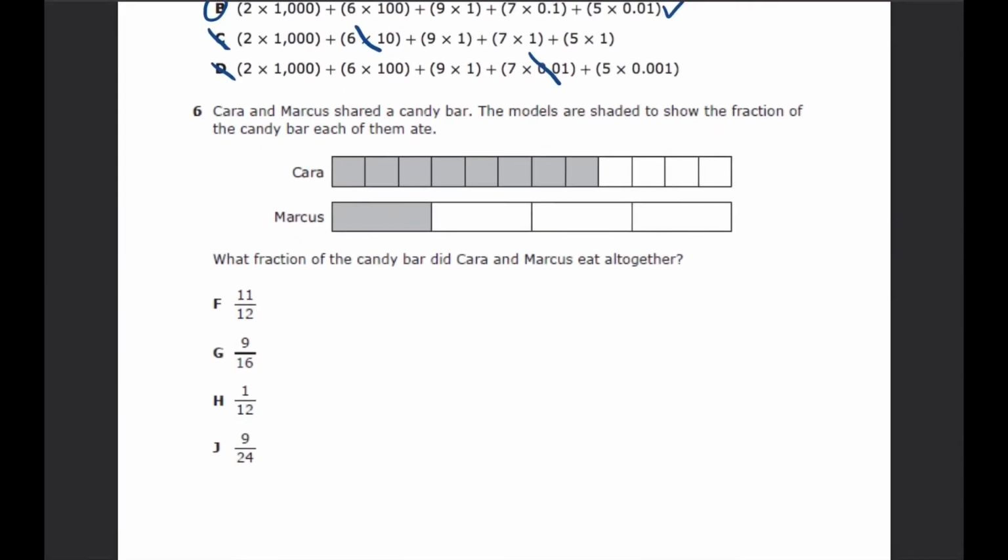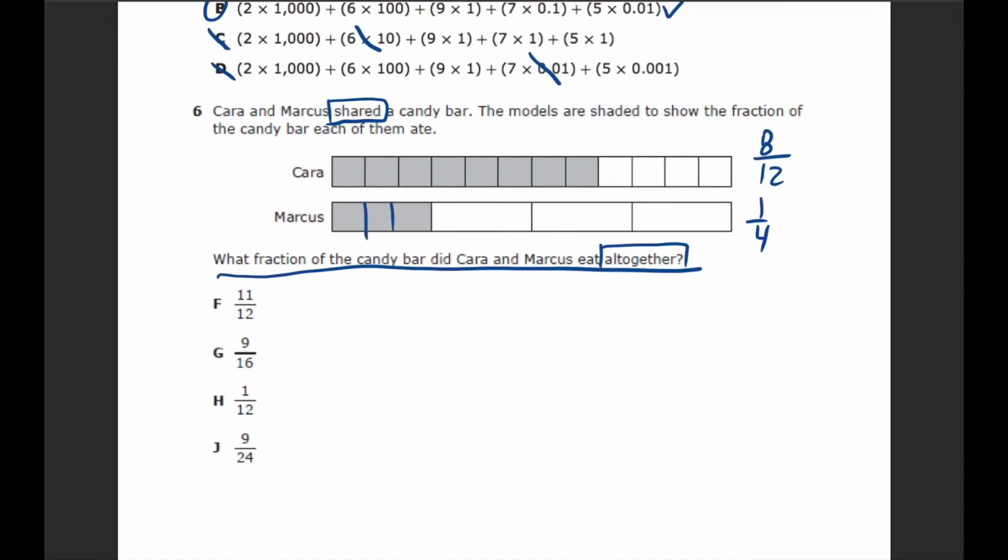Number 6, Kara and Marcus shared a candy bar. So that's important because we know that each of them ate some of the same candy bar. The models are shaded to show the fraction of the candy bar each of them ate. What fraction of the candy bar did they eat all together? So I need to add. So I'm adding what Marcus ate to what Kara ate. Kara ate 8 out of 12. Marcus ate 1/4 of the same candy bar. I can't add those together because I don't have a common denominator.